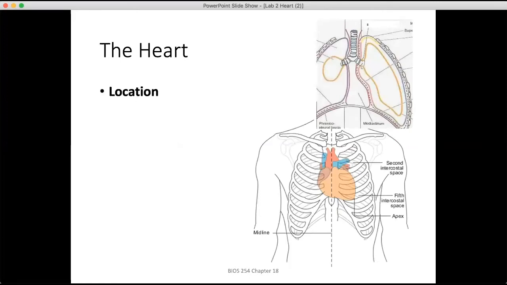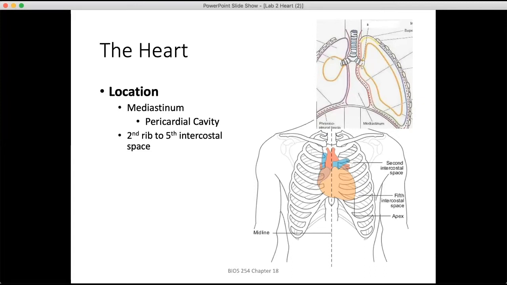The heart is located in the mediastinum, which is the area between the two pleural cavities that house the lungs. Within the mediastinum, there is a pericardial cavity, which houses the heart.